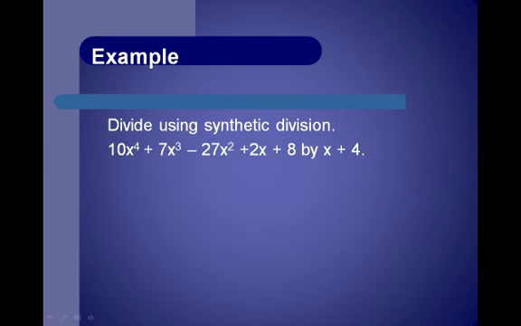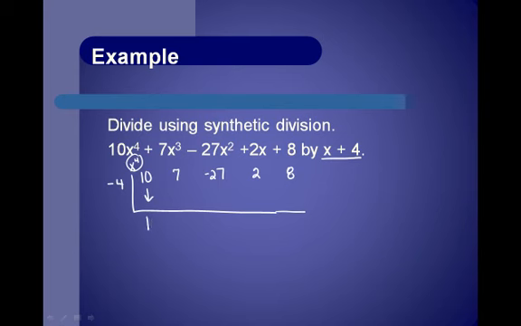Let's do another one. 10x to the fourth plus 7x to the third minus 27x squared plus 2x plus 8 divided by x plus 4. Well, again, for synthetic division, if you're dividing by x plus 4, then you do synthetic division by a -4. Bring down your coefficients. Start with your highest power. So there's our x to the fourth term. So there's 10, 7x to the thirds, -27x squareds, 2x's, and 8 no x's. So synthetic division. Drop your first term.